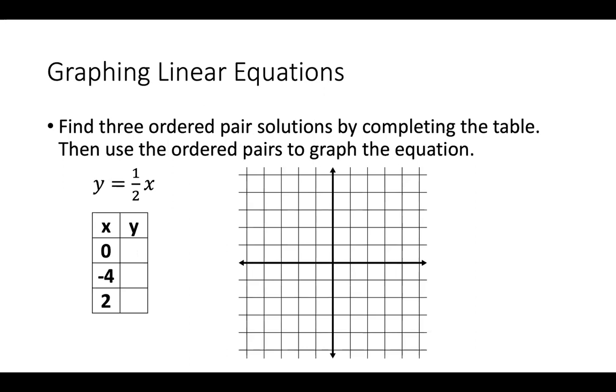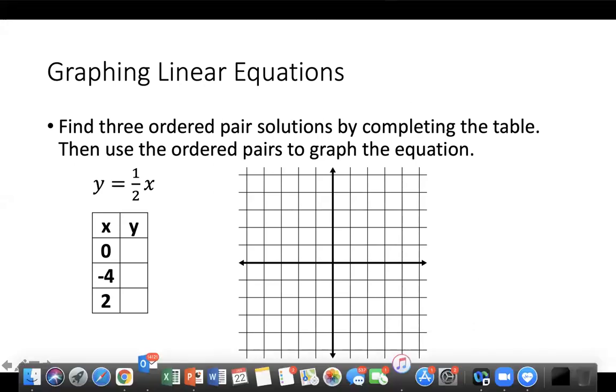All right, so in this section, we're going to look at the first of several methods for graphing linear equations. And that method is to find ordered pair solutions. We generally recommend finding 3 ordered pair solutions. So in this example, we're going to be looking at the equation y equals 1/2 x. Notice that they've given us a table that's already been started. So we will complete that table the way that we did in the last section. And then we'll plot those ordered pairs and connect the dots.